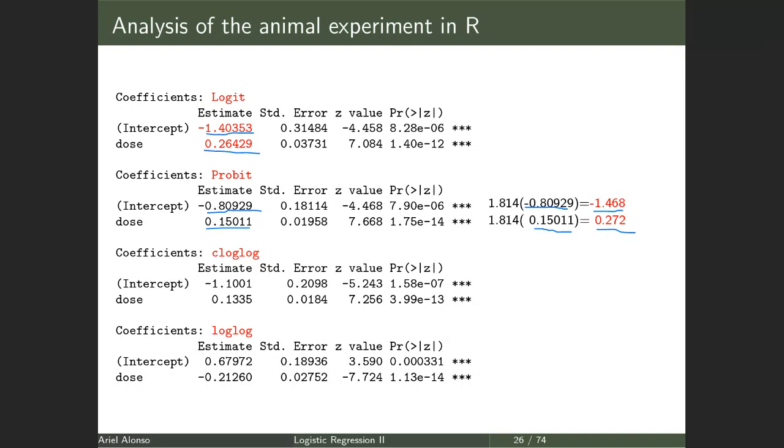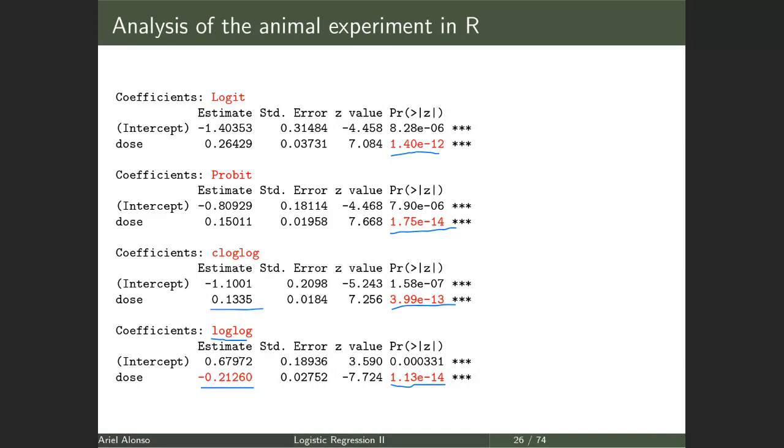And here you have the complementary log-log, and here you have the result for the log-log. You see that consistently you get a very significant p-value. So regardless of the model you use, it's clear that the dose is having an effect. Now, look here: the log-log gives you a negative coefficient, whereas all the others give you a positive coefficient. Why is that? Don't panic.